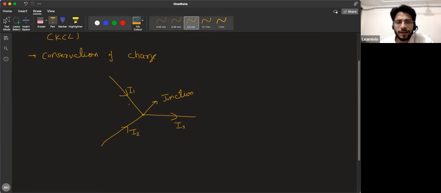And how much is this entering current? You all please just unmute yourself. Yes, I1 plus I2. I1 plus I2. I1 plus I2 is the entering current, and how much is leaving? I3. I3. So entering current is equal to leaving current.